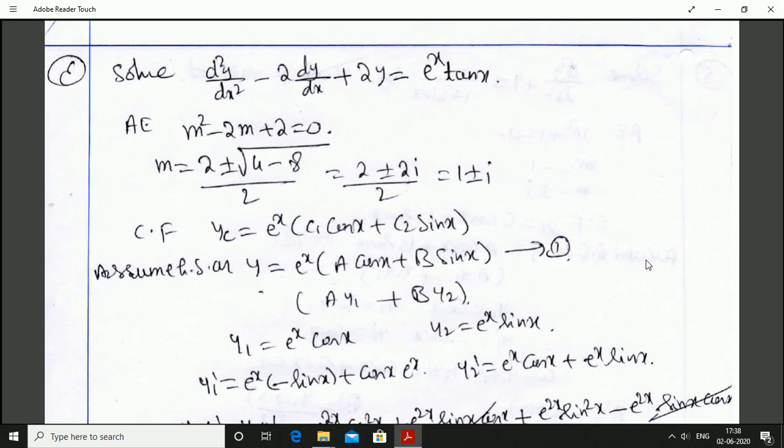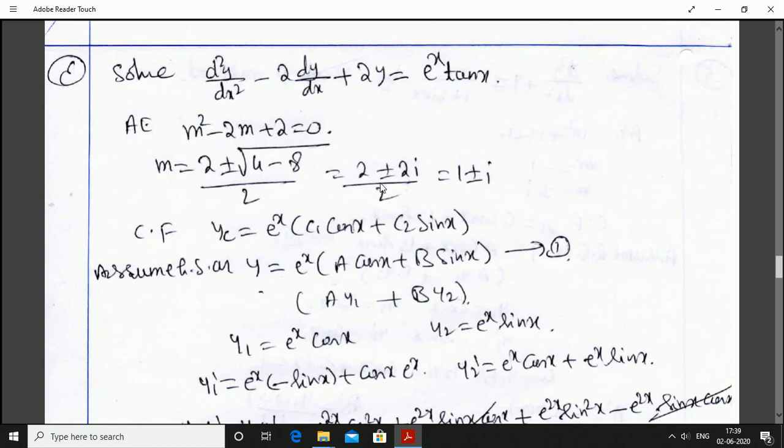Here the auxiliary equation is m square minus 2m plus 2 equal to 0, non-factorizable. So I find the roots using the quadratic formula. m is equal to minus b plus or minus root of b square minus 4ac divided by 2a, with b equal to minus 2, a equal to 1, c equal to 2. 2 plus or minus root of 2 square is 4 minus 4ac, 4 into 1 into 2, 8, divided by 2 into 1, 2. 2 plus or minus root of 4 minus 8, which is minus 4.